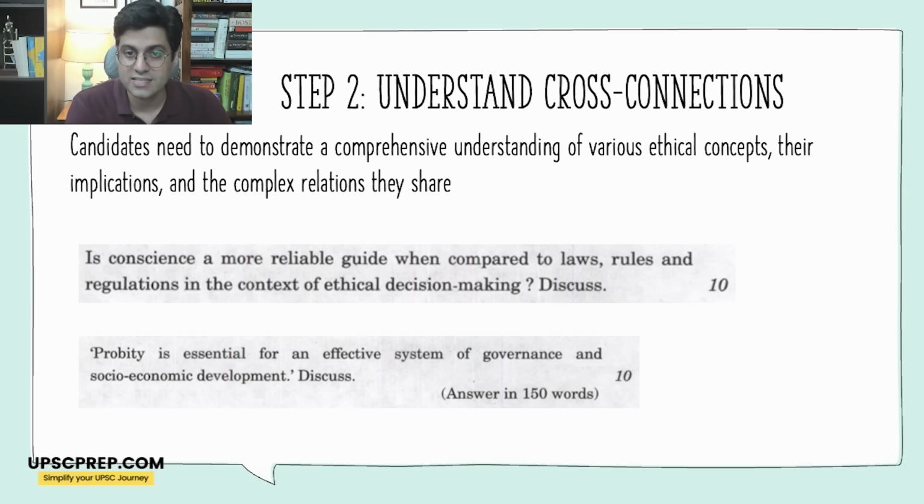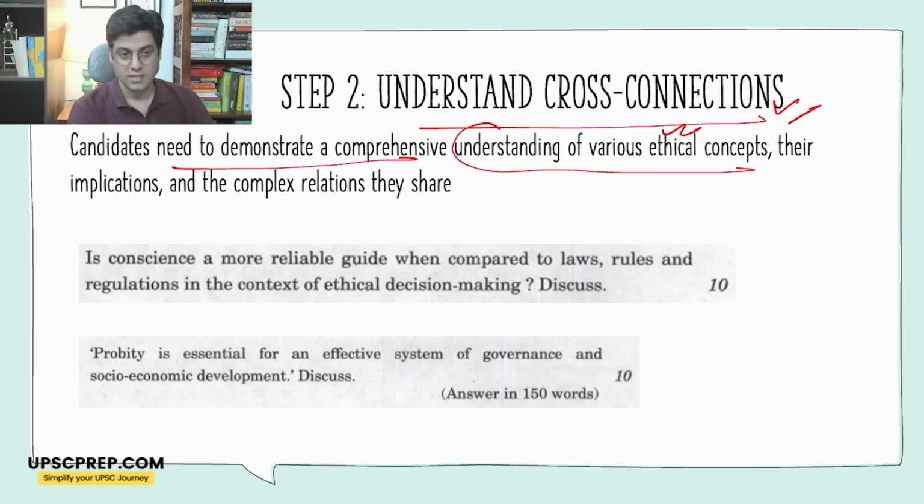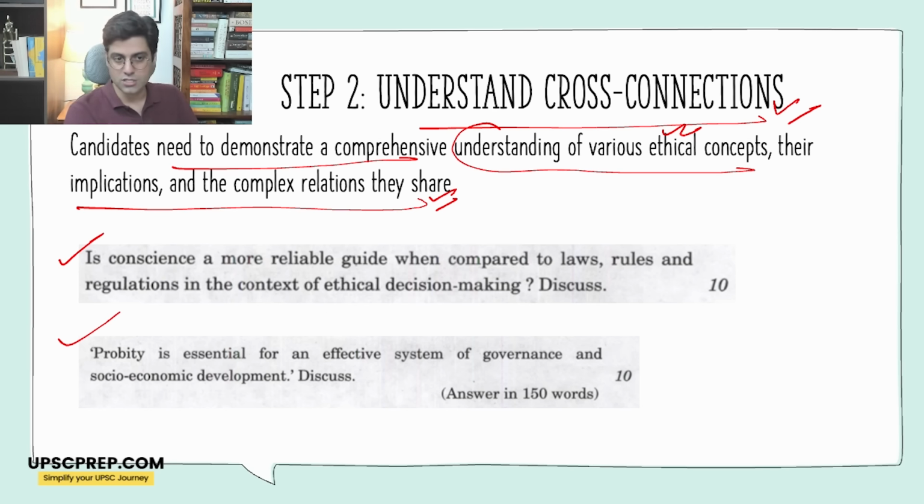Step 2 is understanding the cross connections. So the questions are not one dimensional, directly this and that, but also the cross connections between various concepts. Candidates need to demonstrate a comprehensive understanding of various ethical concepts, their implication and complex relations they share. So given are two examples, two questions which have been asked in the past.